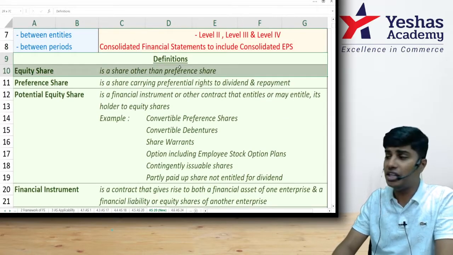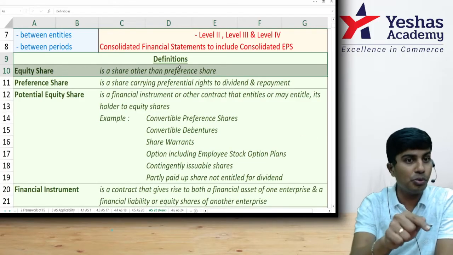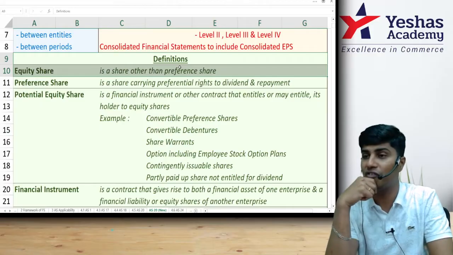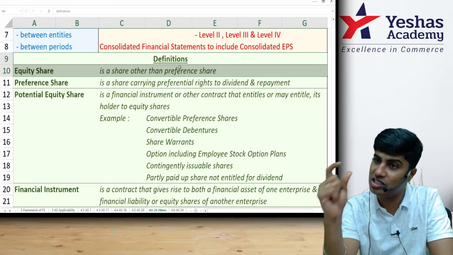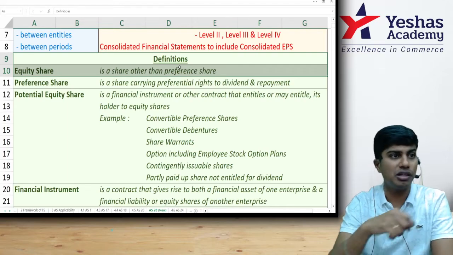If you say equity share is a share which is not a preference share. For this, we compute EPS. EPS is never computed for preference shares. Preference shares, the dividend rate is fixed, earnings is also fixed. For equity share, we compute earnings per share.